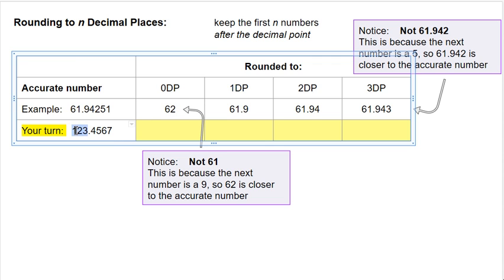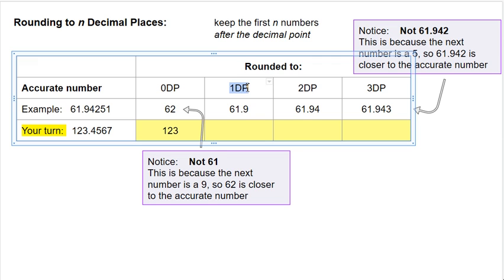Here, I'm not allowed any decimal places, 0 decimal places. So I just keep the first bit of the number, the whole number bit, 123. Is it closer to 124? No, because the next number is a 4, and 4s round down. So 123 is the closest I can possibly get without any decimals. What if I'm allowed one decimal place?